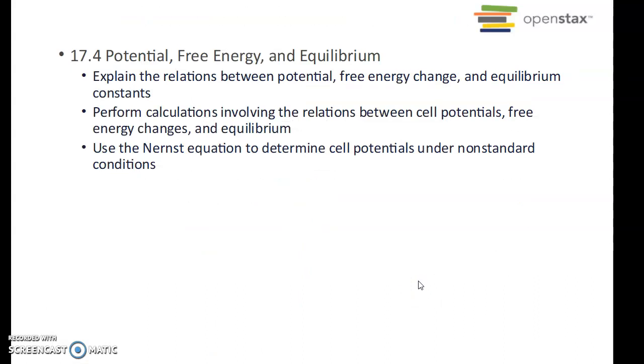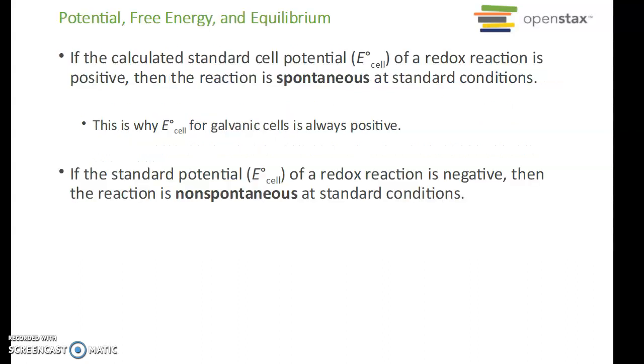Now, let's go on then and talk about potential, free energy, and equilibrium. And this is going to explain the relationship between these 3 variables. So if the calculated standard potential energy is positive, then the reaction is spontaneous. That's why the E of the cell for galvanic cells is always positive. If the standard potential for a redox reaction is negative, then it's non-spontaneous, it's not going to happen. You're going to have to feed current in and supply it. It's not going to supply itself.